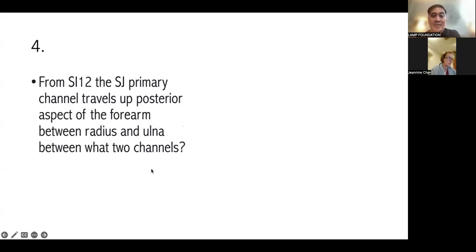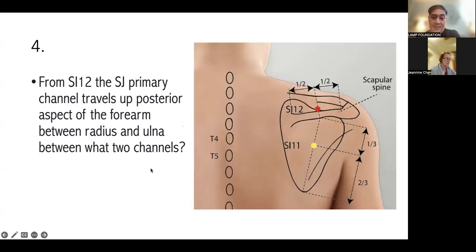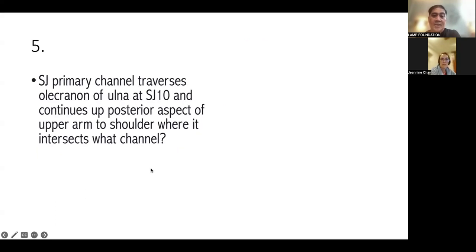Number 4, from SI-12, the Sanjiao primary channel travels up the posterior aspect of the forearm between radius and ulna. Take note. Between radius and ulna, between what two channels? Between the large and small intestine channels also. Some books say the lung and large intestine, so I think there's something wrong there. You were right, large and small. Okay, Sanjiao primary. Wait a moment.